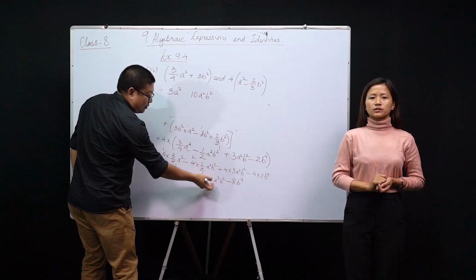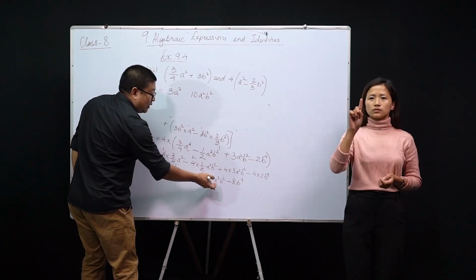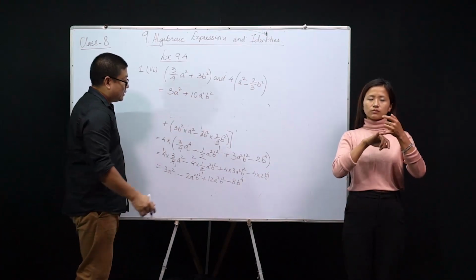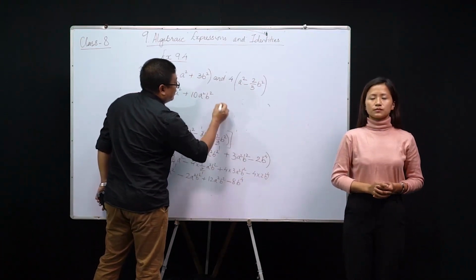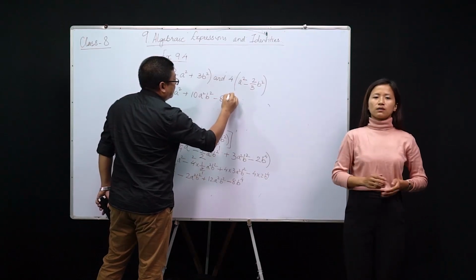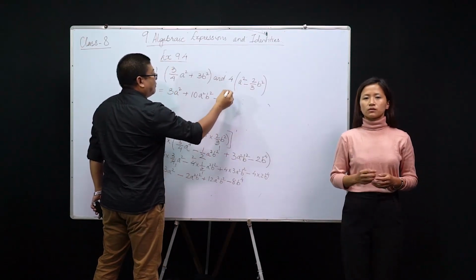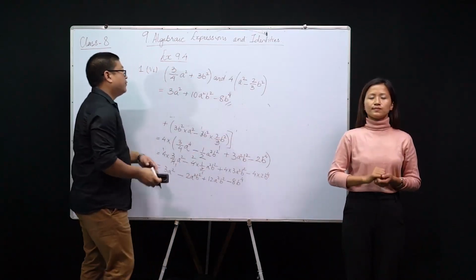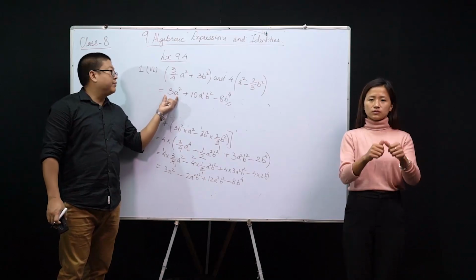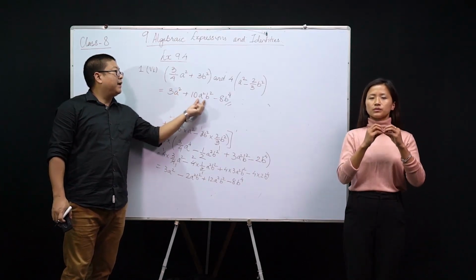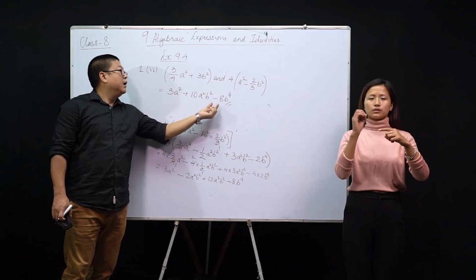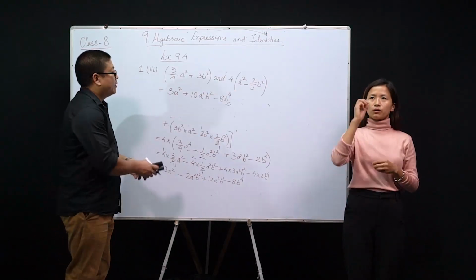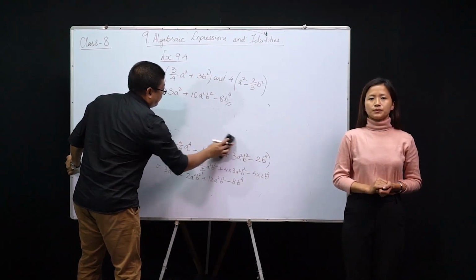And now for the sign, look at these two. 12 is bigger, 12 is plus. So this simplification will become plus. And for the last part, keep it as it is. So it will be minus 8b to the power 4. So this is your final answer. 3a to the power 2 plus 10a to the power 2 b to the power 2 minus 8b to the power 4. Alright? So this is your final answer.